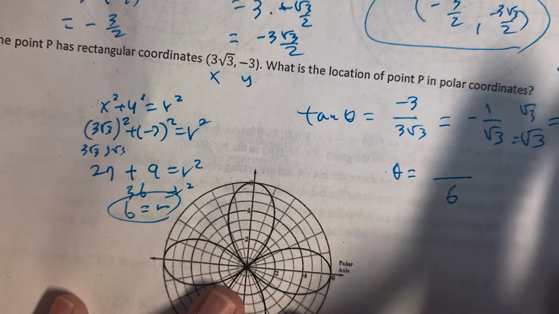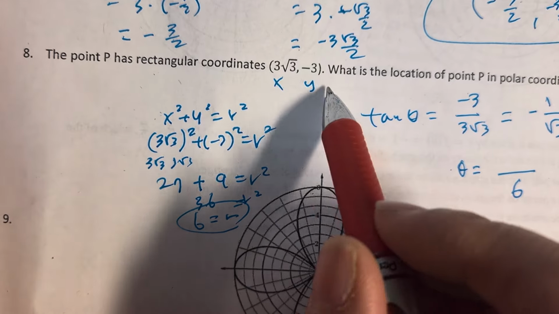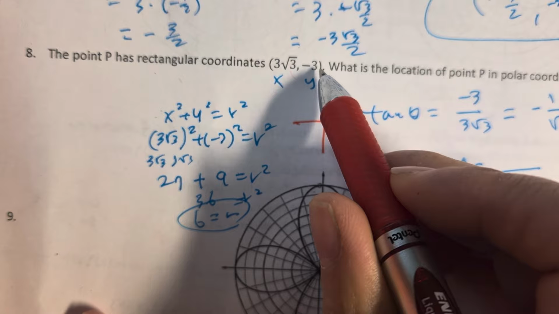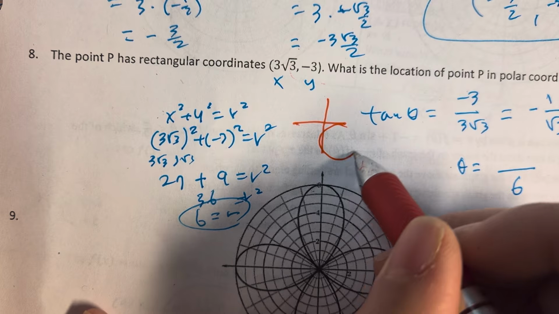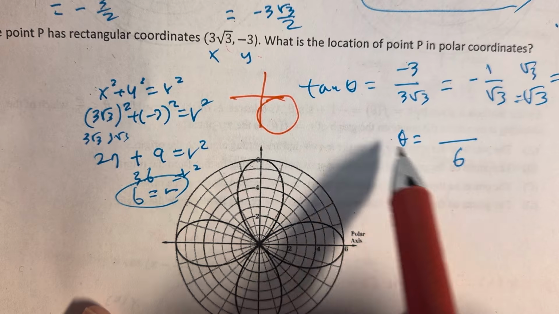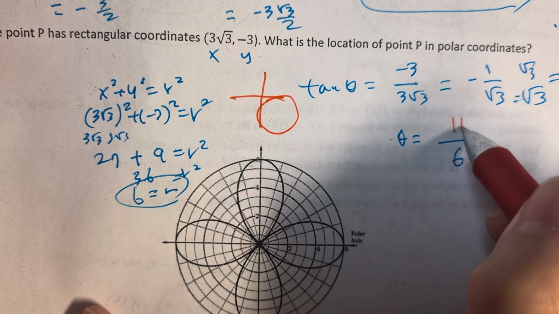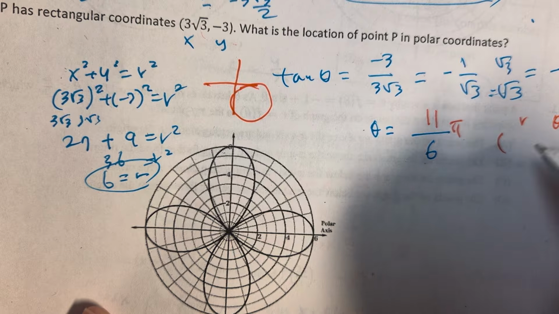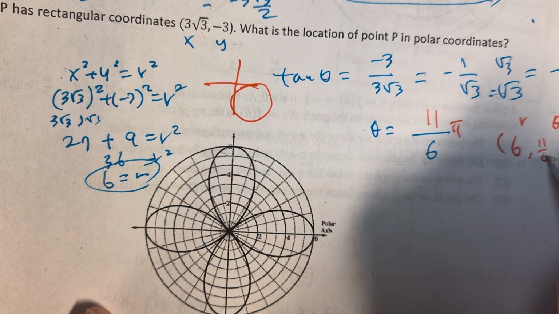Now, how do I know where the angle is? This is why it's important for you to sketch where that was at. The fact that x is positive, y is negative, wouldn't that be in the 4th quadrant? All right, so you're going to combine it together. 4th quadrant, denominator of 6, would the numerator be 11 pi? So combining together, r comma theta is going to be 6 comma 11/6 pi.